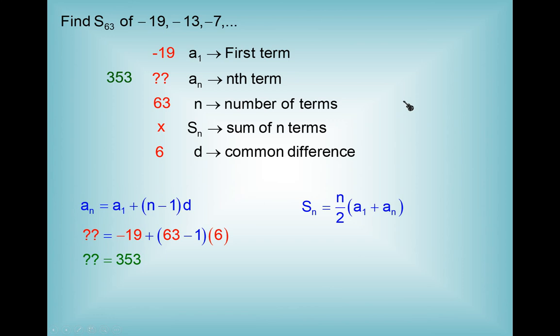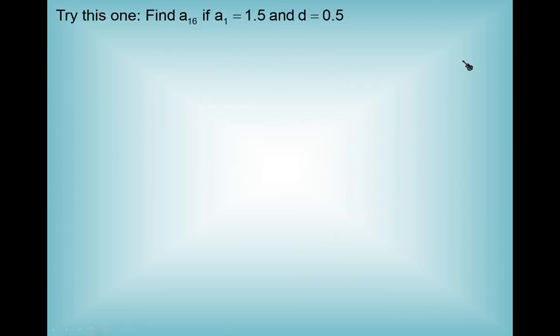Eh may nawawala pang isa. Ayan. Sum of n terms niya, 63, is 10,521. Then try also this one. Find A sub 16 if A sub 1 is equal to 1.5 and d is equal to 0.5.